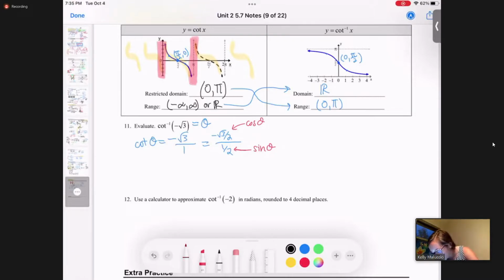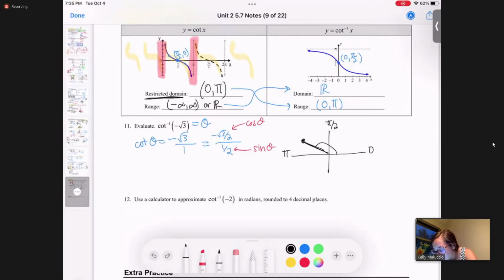So really what we just need to figure out is where is this angle from 0 to pi? Because remember, our restricted domain for cotangent is going to be 0 to pi. So I want to figure out where is the cosine -√3/2 and the sine +1/2. Well, it's definitely going to be over here, right? Because it's not going to be over here. It'd be positive. So it's not going to be there.